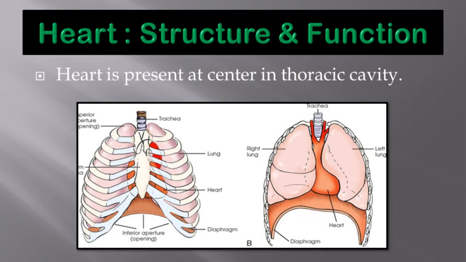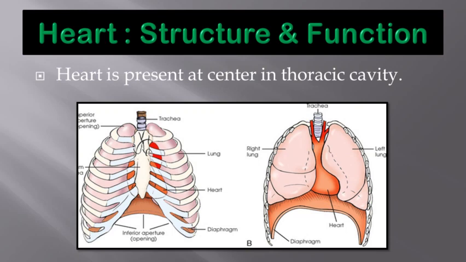We have already seen the respiratory system in our previous video. The inner cavity in which the lungs, that is respiratory organs, and the heart are present, is known as a thoracic cavity. You can see the lungs, a rib cage, and a heart in the middle. So this is a thoracic cavity in which the heart is present.